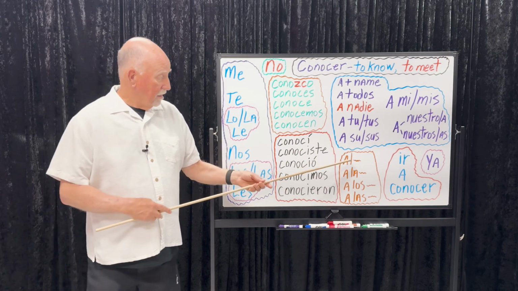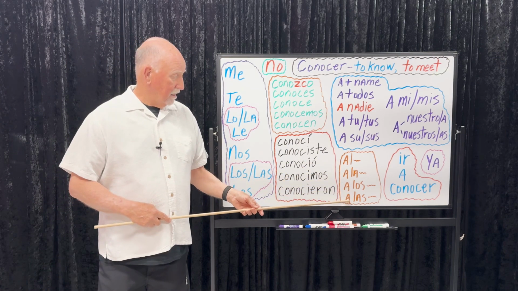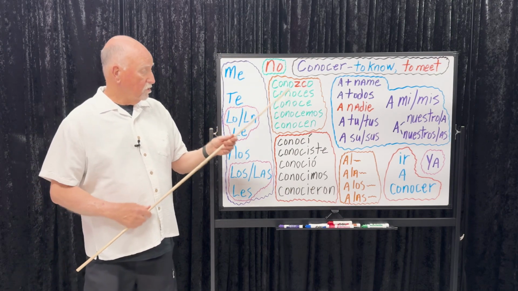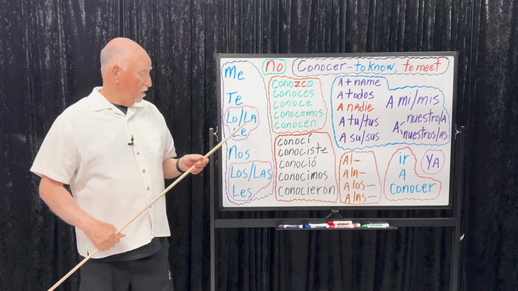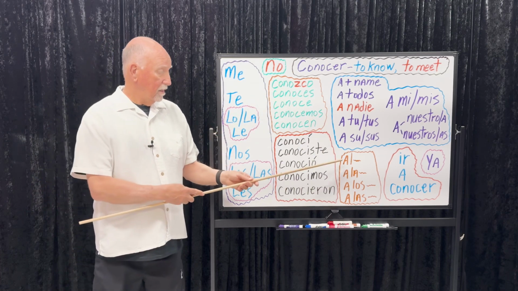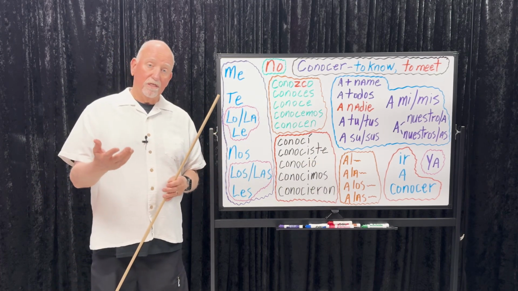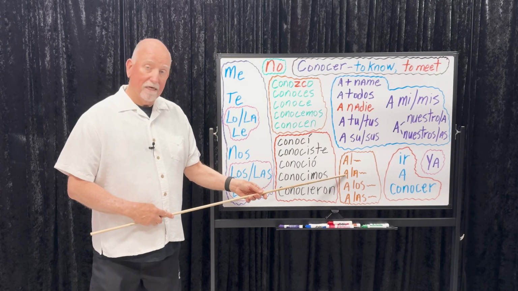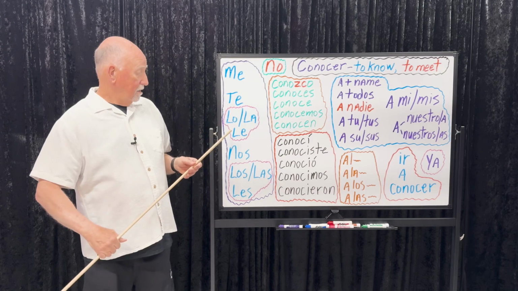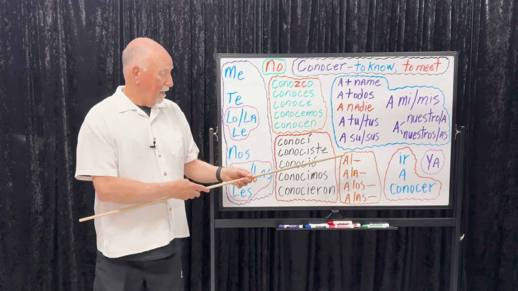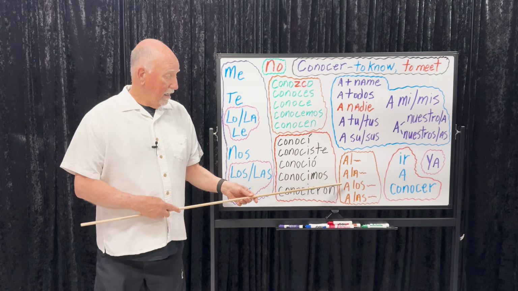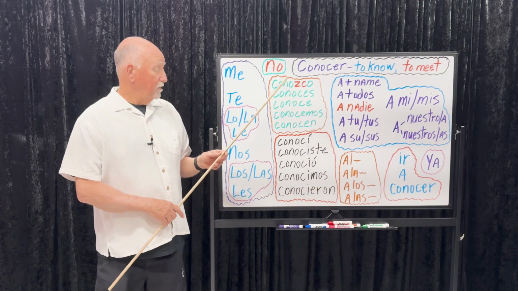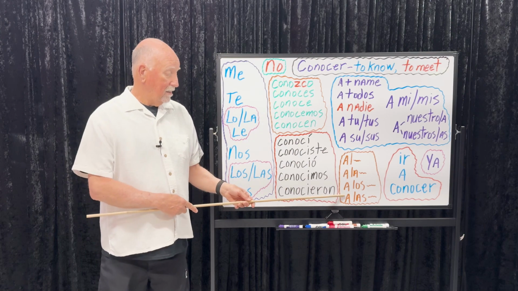Now come down here. Al, a la, a los, a las. If you want to say, I know the teacher and it's a male teacher, conozco al maestro, or lo conozco al maestro. I know the teacher and it's a female teacher, conozco a la maestra, or la conozco a la maestra. I know the boys, conozco a los muchachos. I know the girls, conozco a las muchachas.